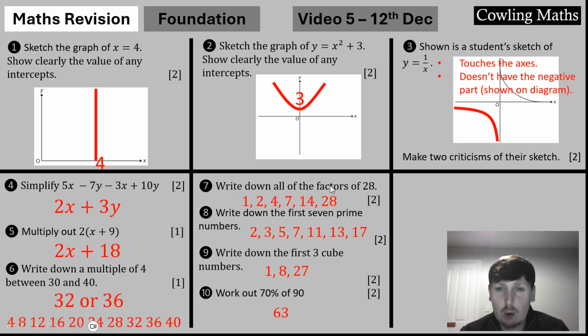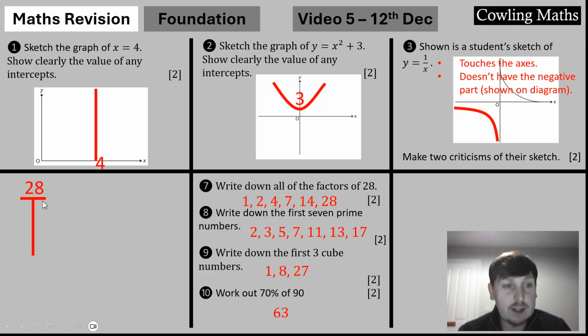Question 7 says to write down all the factors of 28, so they're all listed there. I'll not read them again. This is the method I would recommend for finding factors. So I would write 28 with a T underneath it like this, and you always start with the number 1. So how many times does 1 fit into 28? Well, it fits in 28 times. Next, I'm going to check for the number 2. So you might be able to see straight away it fits in 14 times.